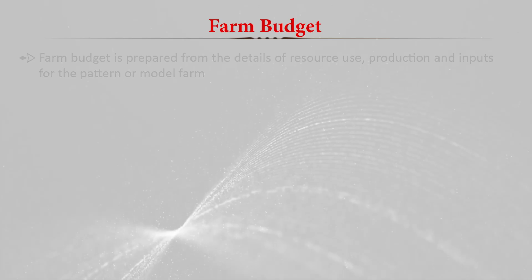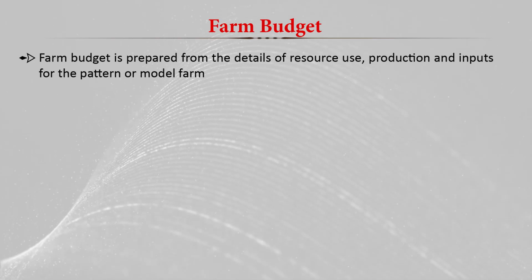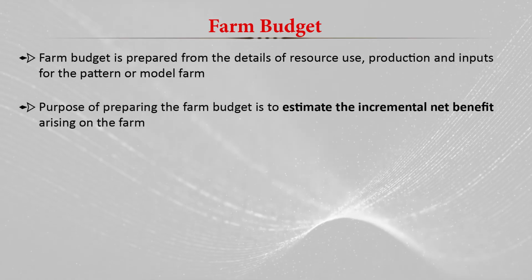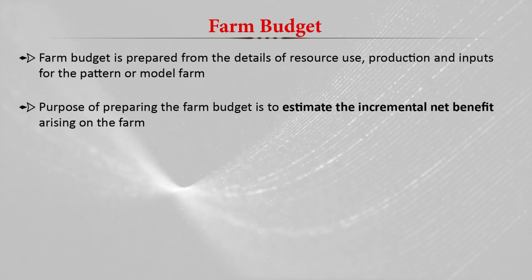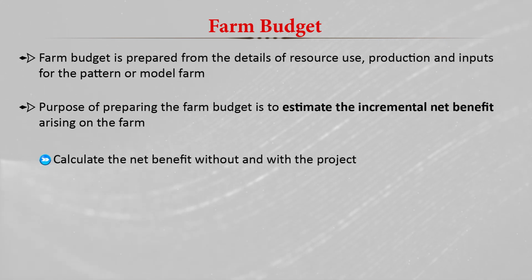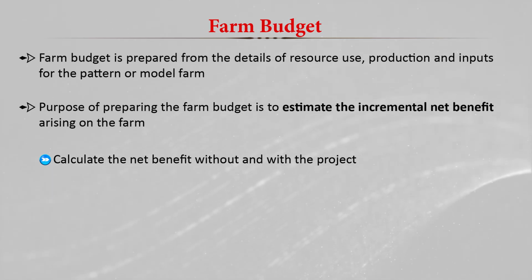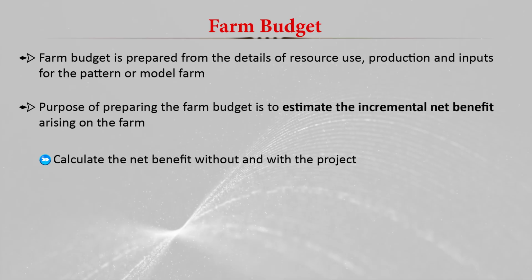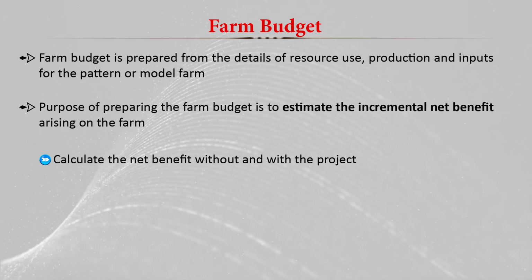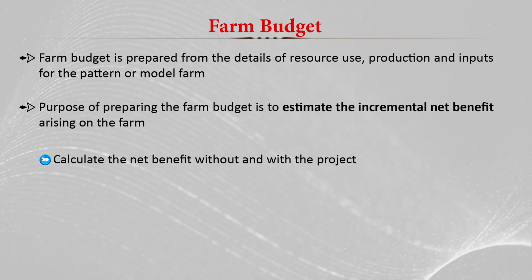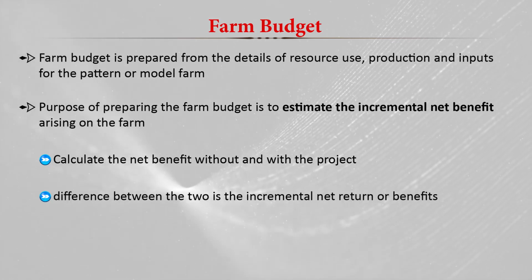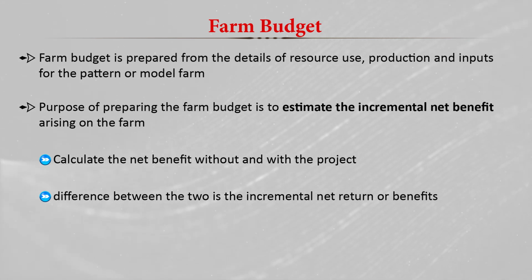And farm budget is the last component of the investment analysis. So the farm budget is prepared from the detail of the resource use, the production and the input for the pattern of the model farm. The purpose of preparing the farm budget is to estimate the incremental net benefits arising on the farm. And basically we can calculate this incremental net benefit by comparing two different situations, with project and without project. So first we have to calculate the net benefit without the project, and then we have to calculate the net benefit with the project, and then we can compare them, and the difference between these two is the incremental net return or net benefits.